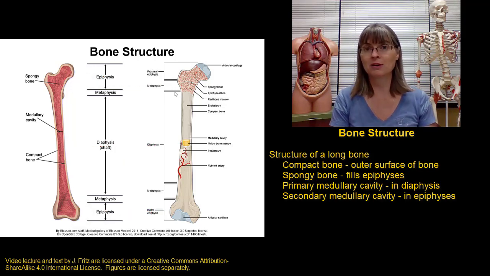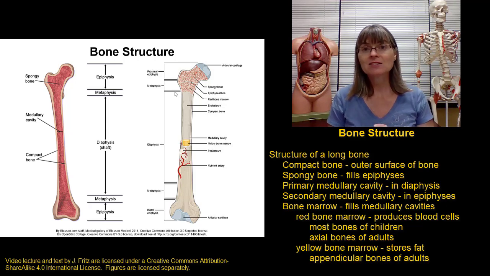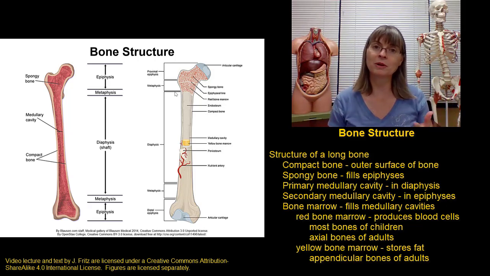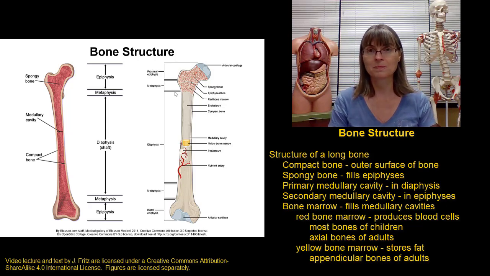There are two types of bone marrow in our bones. Red bone marrow is the bone marrow that actively produces blood cells. This is what we call hemopoietic tissue, tissue that's making cells. This is what fills almost all of the bones of children. However, as development is completed, we don't need that much red bone marrow to maintain the level of blood cells that we need to function. So some of that red bone marrow is converted into yellow bone marrow. Yellow bone marrow essentially stores fat. We find yellow bone marrow filling most of the long bones in adults.